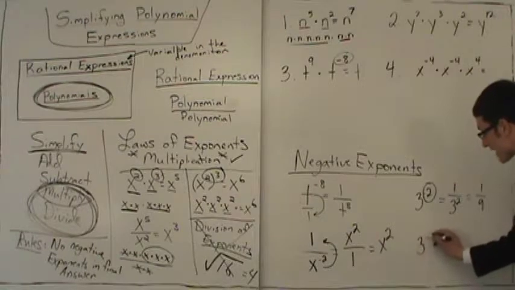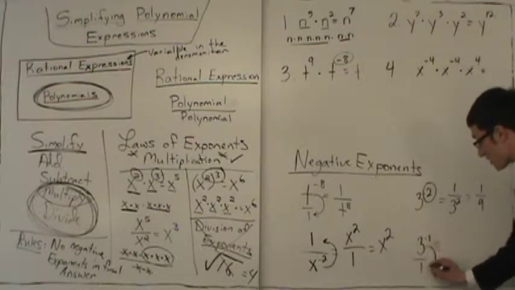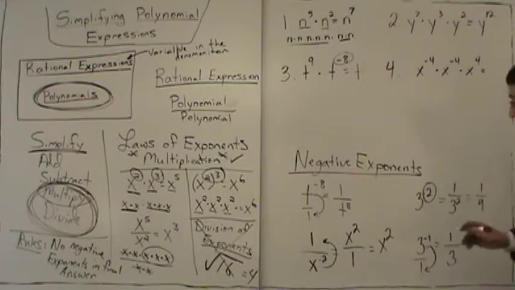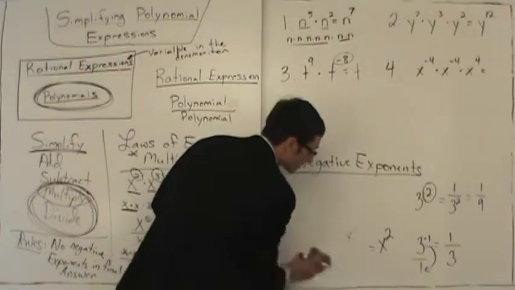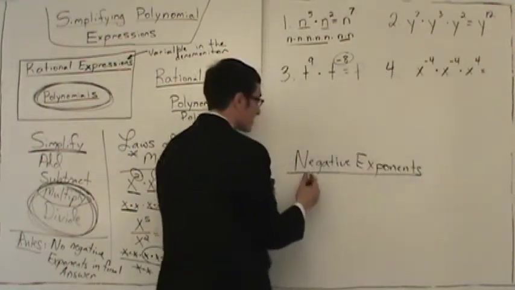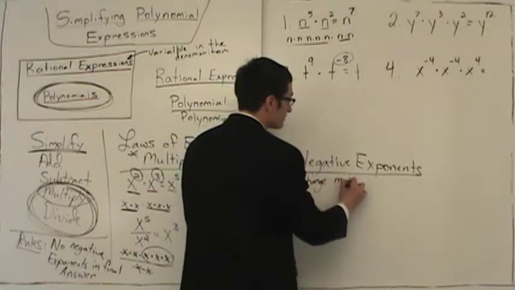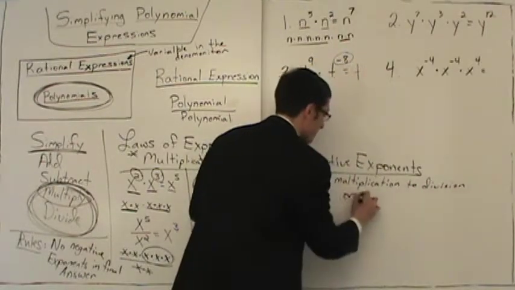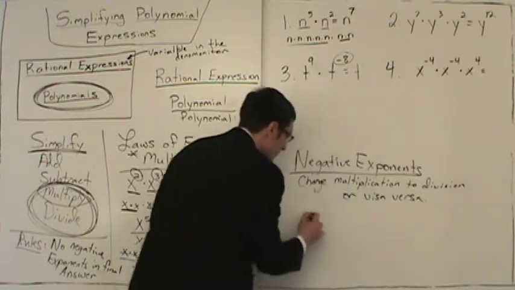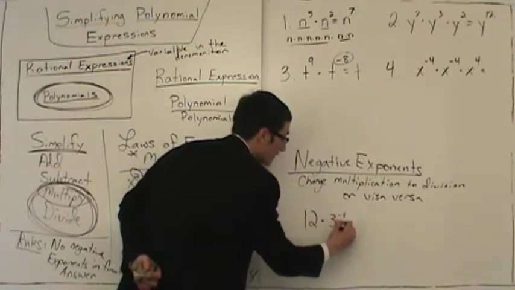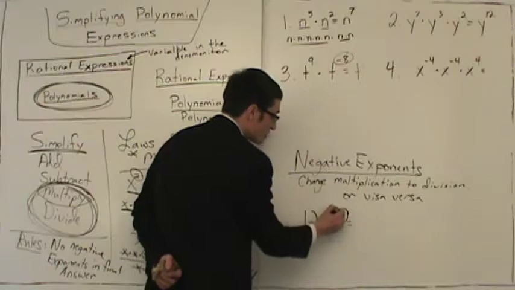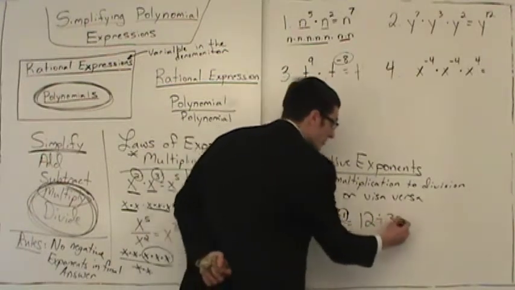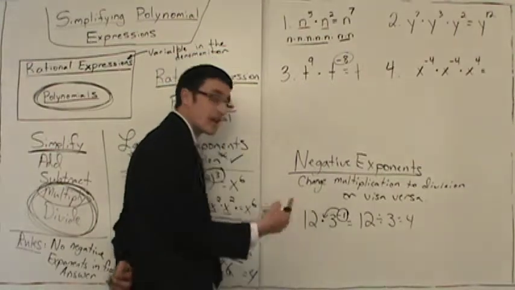Now, what if I write 3 to the negative 1 power? Again, that means move it where? Move it from the numerator to the denominator, make the exponent positive. So we're going to say 1 over 3 to the first power, which is 1/3. Now, another way to think of negative exponents: they mean change multiplication to division, or vice versa. So we say 12 multiplied by 3 to the negative 1. We can also think of negative exponents as changing multiplication to division, so we end up with 12 divided by 3 to the positive 1, or 12 divided by 3 is 4. So change multiplication to division is another way of thinking about negative exponents.